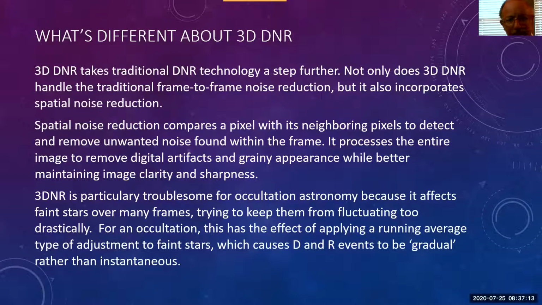3 DNR is particularly troublesome for occultation astronomy. This is the part that I've added. It doesn't come from that website. Because it affects faint stars over many frames, trying to keep them from fluctuating too drastically. For an occultation, this has the effect of applying a running average type of adjustment to faint stars, which causes the events to be gradual rather than instantaneous.